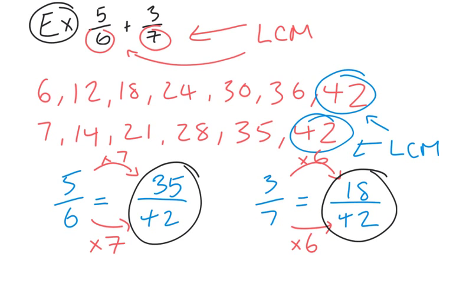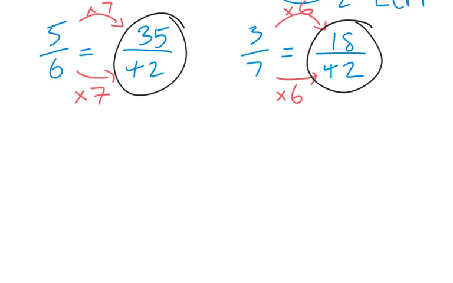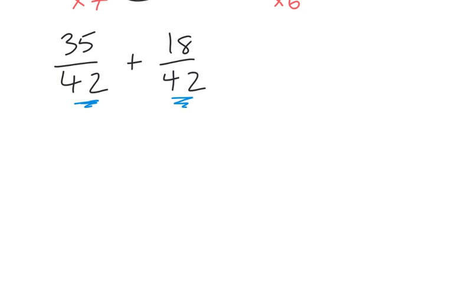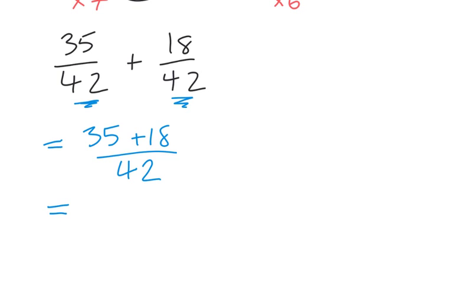At this point, we're going to rewrite our original question using our equivalent fractions. So I have 35 over 42 plus 18 over 42. And what you'll notice is that the denominators are equal. So we can go ahead and add these fractions. So let's take a look at the numerators first. I have 35 plus 18, and the denominators stay the same. So the denominator remains 42. Do not make the common mistake of adding the denominators into 84. Do not do that. That is incorrect. So we are going to simplify what we've just written. So 35 plus 18 is 53, and the denominator remains the same, remains 42.